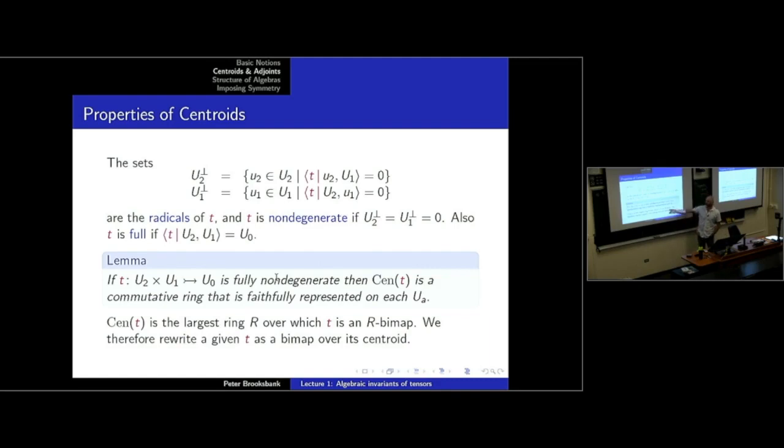So just to reiterate here, another way of saying what the centroid is, we've got some equations here, we've got some properties. Another way of saying what the centroid is: the largest ring R over which the bilinear map is really an R-bimap, if you will. Okay. So we can in fact rewrite the tensor as a tensor over that thing, and that's usually a useful thing to do. So let me start with kind of a toy example that illustrates this.